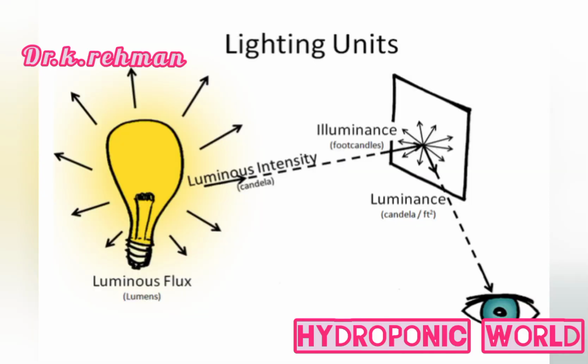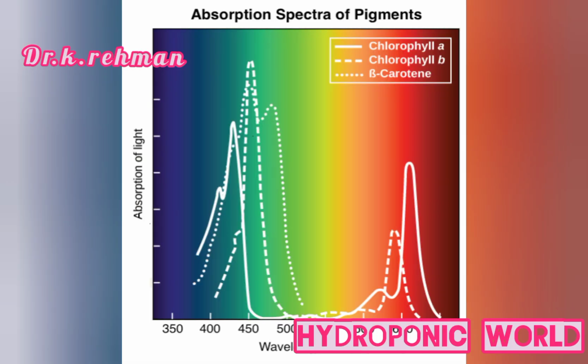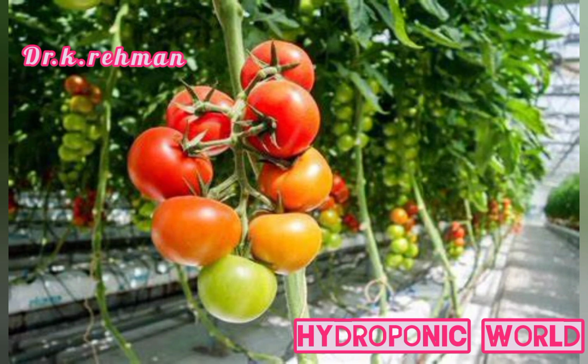During this video, we have discussed light and photosynthesis, as well as the importance of light quality and light intensity for the selection of an indoor farming system.